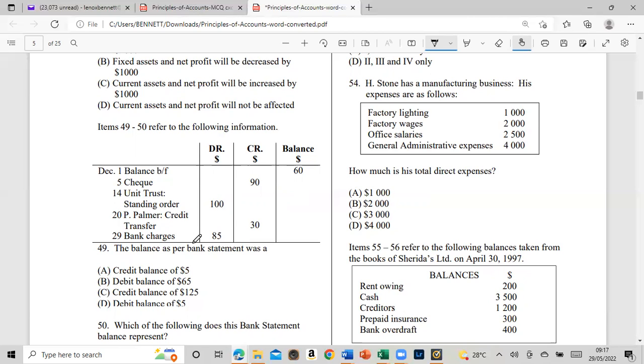Now let us work it out. All we have to do is take the balance brought forward, add these, and then subtract. So this 60 and 90, that's 150, plus 30, 180. So we have a debit balance of $5. Right, so let's move on to number 50.